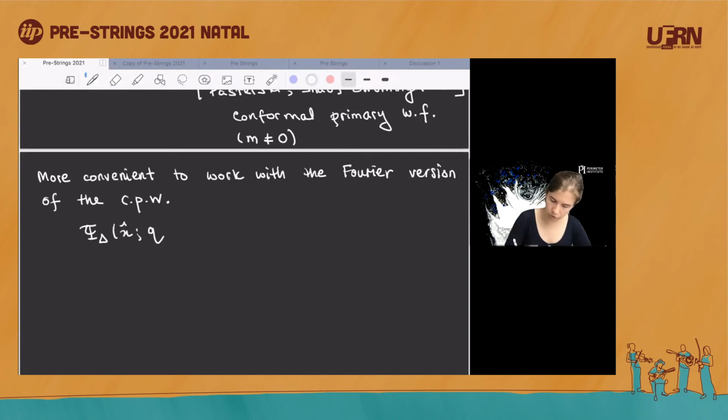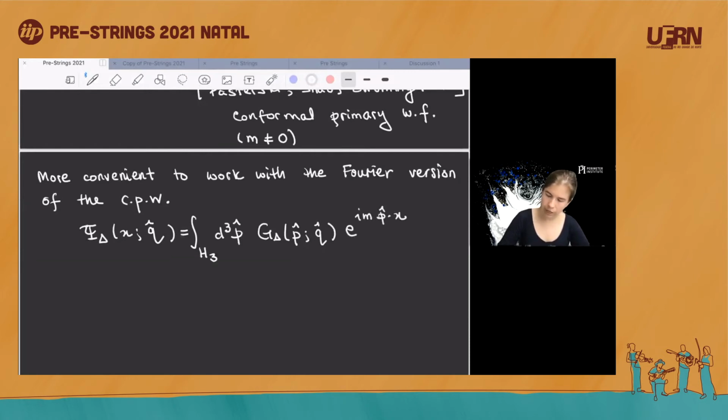So we have, okay, let me just be precise. It's a function of x, not x hat, and q hat. It can be written, anticipate, this is going to have to do with Antonio's question, as an integral over some hyperboloid, which I'm going to say in a moment what that is, for some momentum p hat, of G_Delta(p hat, q hat) e^{i m p hat · x}.